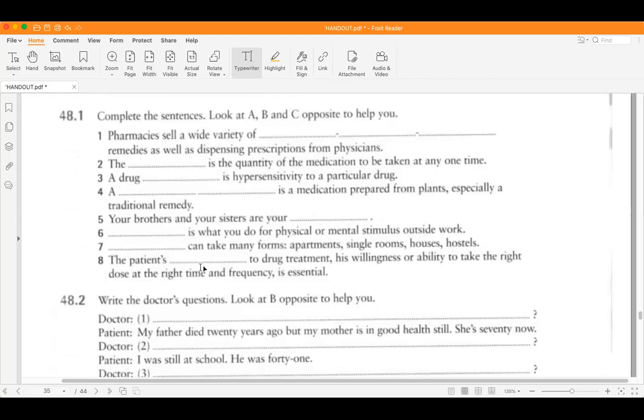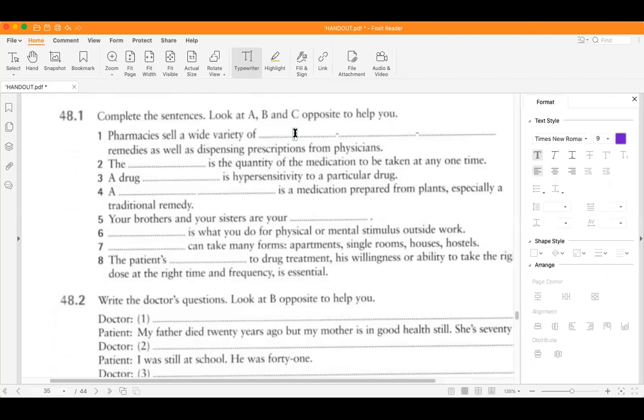Let's move to this exercise. Complete the sentences. Look at A, B, and C opposite to help you. Pharmacies sell a wide variety of over-the-counter remedies, as well as dispensing prescriptions from physicians.